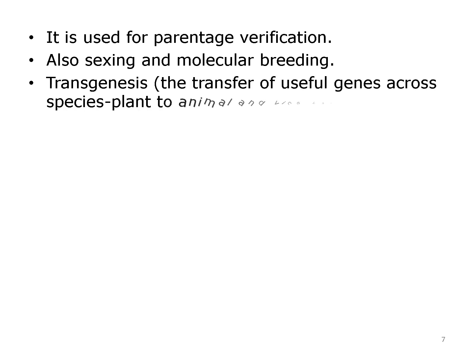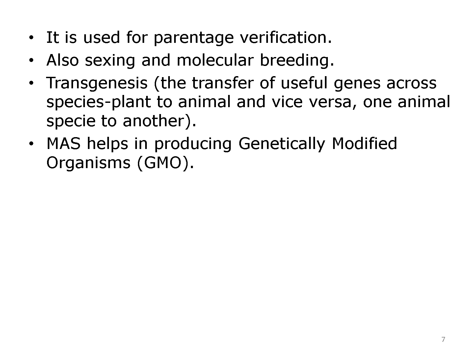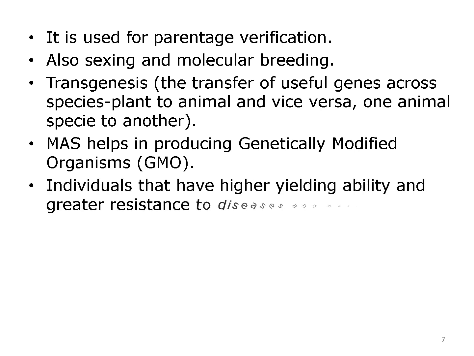We can also use it for transgenesis, which is basically the transfer of useful genes across species. We can move it from plants to animals and vice versa, or from one animal species to another. So marker-assisted selection is helping us to produce genetically modified organisms, although there are controversies pertaining to GMOs, as the case may be. Individuals that have higher yielding ability and greater resistance to diseases and pests, for example, are selected.